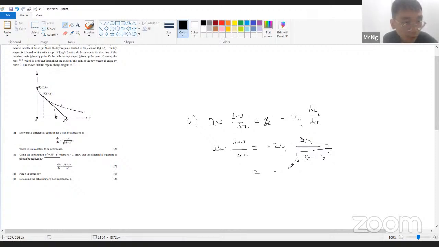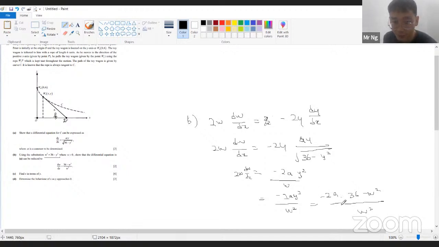I'm rushing. Minus 2ay square over w. So y square equals to 36 minus w square. Later I'm going to find a and just substitute inside.